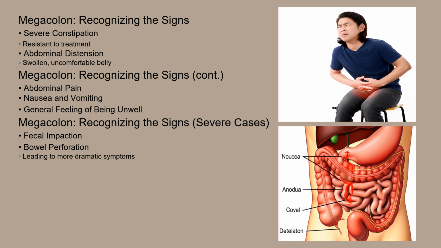What are the signs that someone might have megacolon? The most prominent symptom is severe constipation, often resistant to typical treatments. Abdominal distension, causing the belly to appear swollen and uncomfortable, is another key indicator. Patients may also experience abdominal pain, nausea, vomiting, and a general feeling of being unwell. In severe cases, complications like fecal impaction and even bowel perforation can occur, leading to more dramatic symptoms.